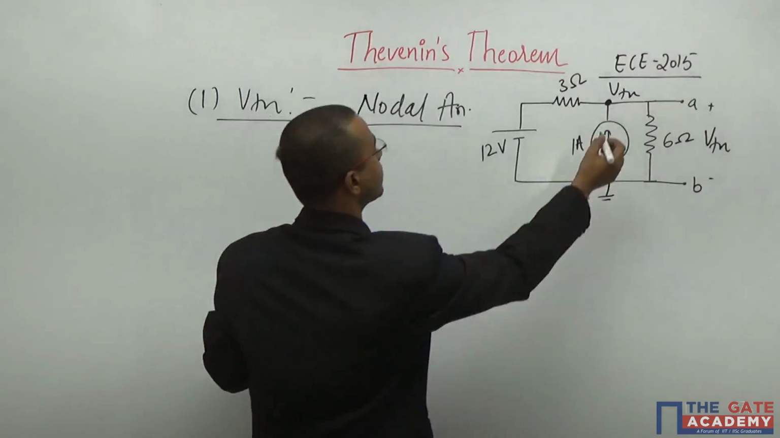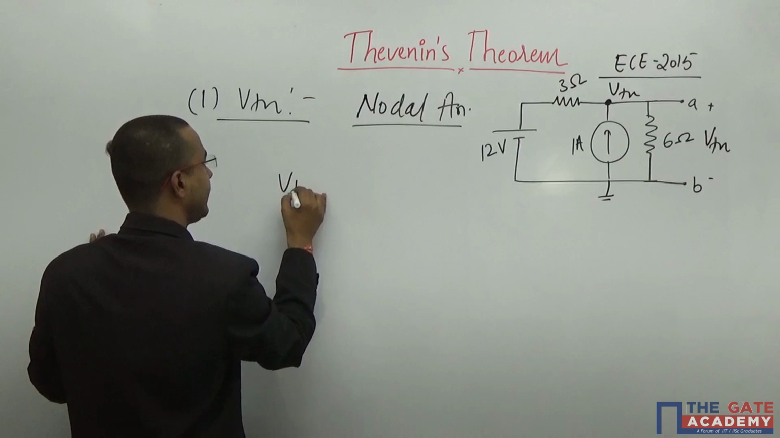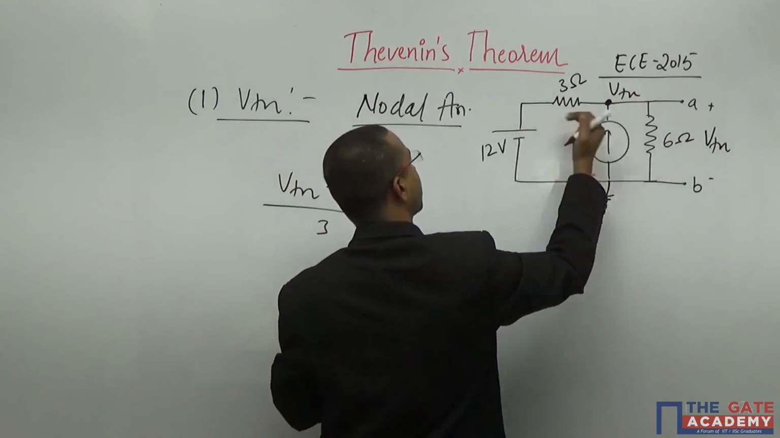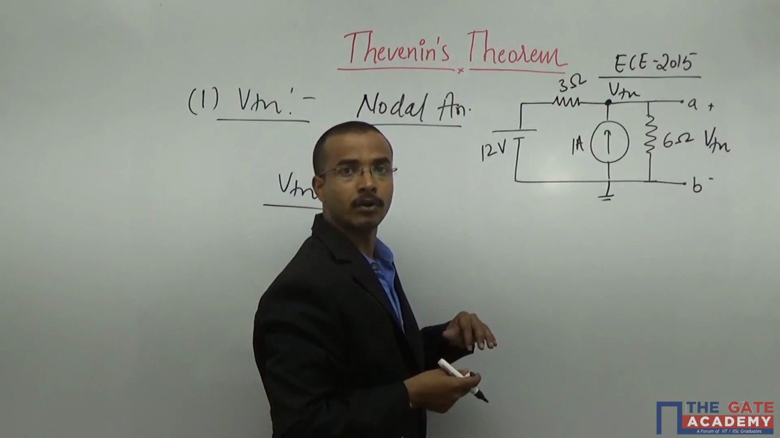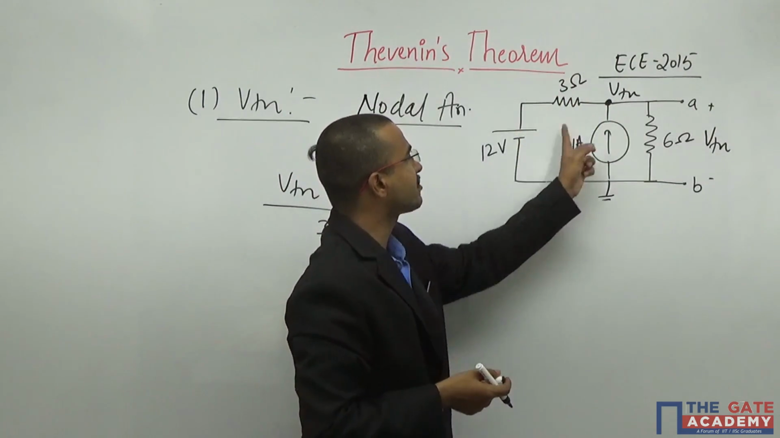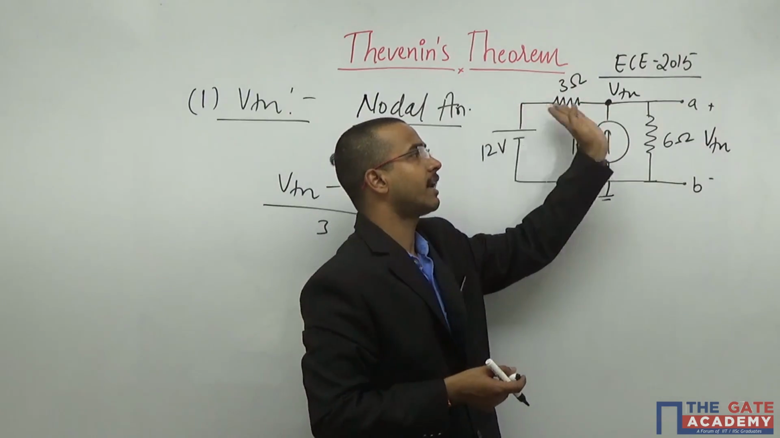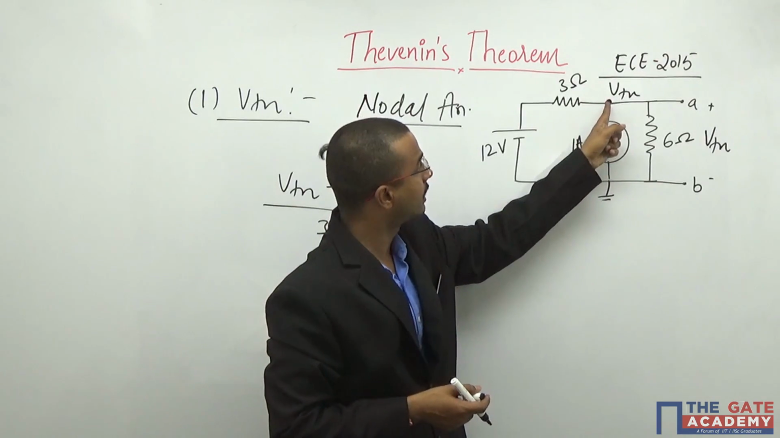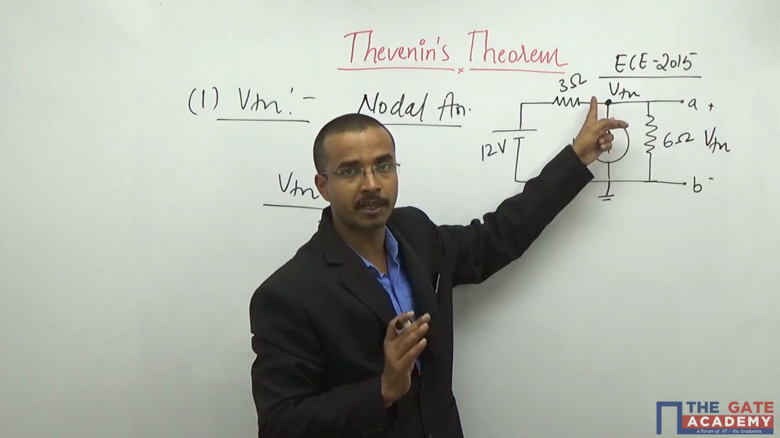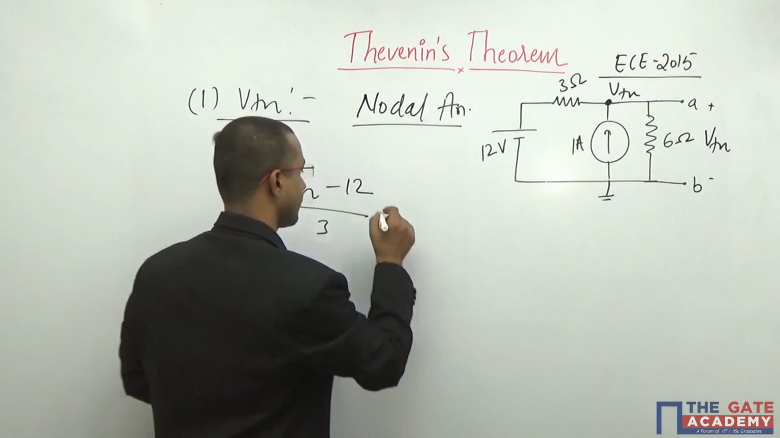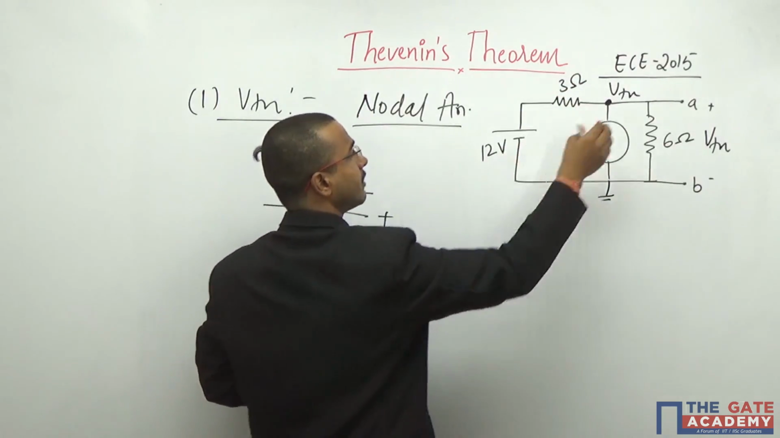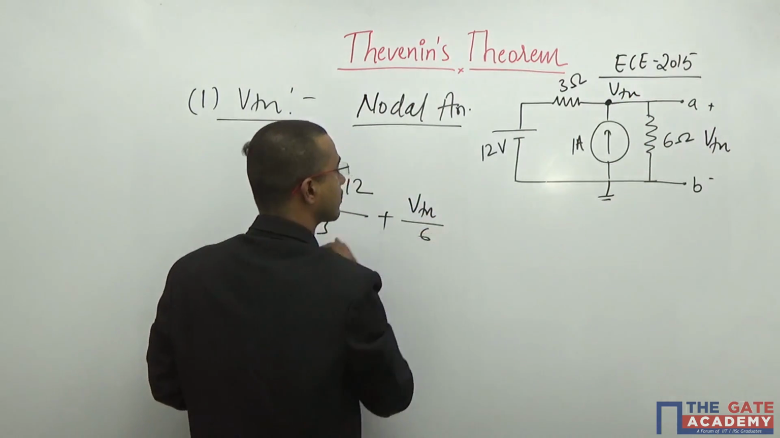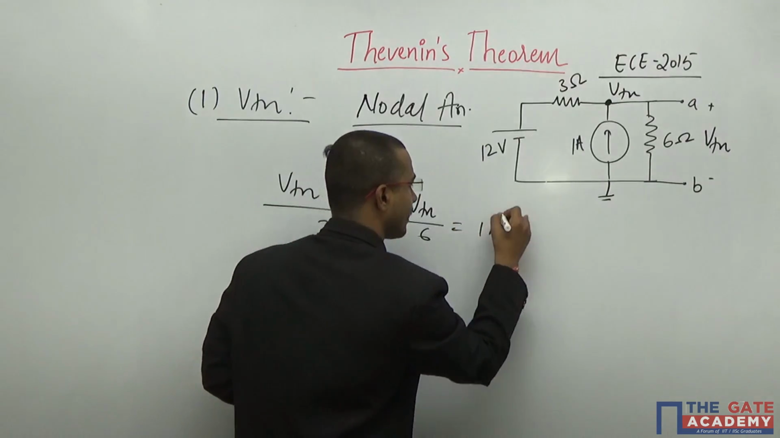How to apply the nodal here? Just VTH minus 12 divided by 3. That means the current of this particular branch. As you have studied in nodal, if the direction is not mentioned here, I will assume that the current is outgoing, because my assumption is this particular node has the highest potential in this circuit. That means this branch we have written. For this branch, VTH minus 0 by 6 is equal to 1 ampere.